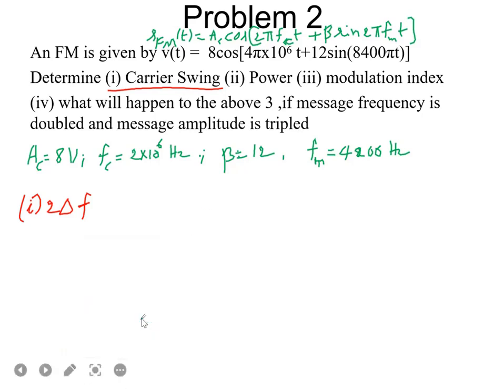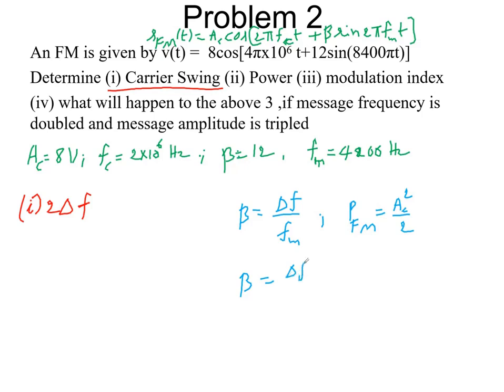You know the basic relationship between beta and del f. I am writing some of the relationships here. That is, beta is the ratio of frequency deviation to message frequency. And the power in FM and PM, which is always constant, is Ac square by 2. Then the frequency deviation may also be expressed as kf times the maximum value of message amplitude by the message frequency. This will be sufficient for our current problem.